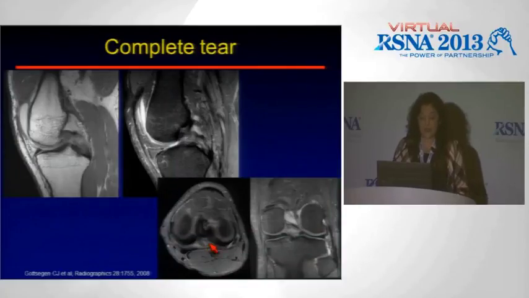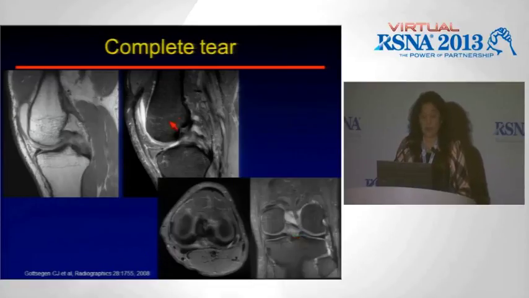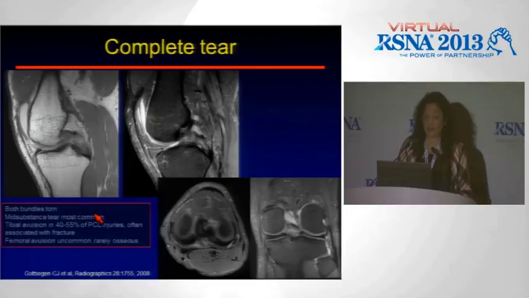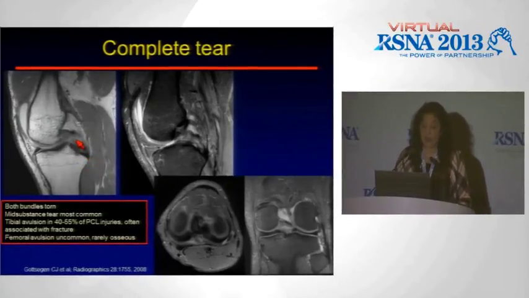So I always like to use my axials and a little bit less so, but also the coronals, whenever I see abnormalities on the sagittal view, to try to figure out what proportion of the fibers of that posterior cruciate ligament are actually damaged. So mid-substance tears are most common. You can tear off at the femoral side, and as we'll see later, at the tibia, rather than tearing the ligament itself, there may be a fracture in here. But the most common location is going to be mid-substance.